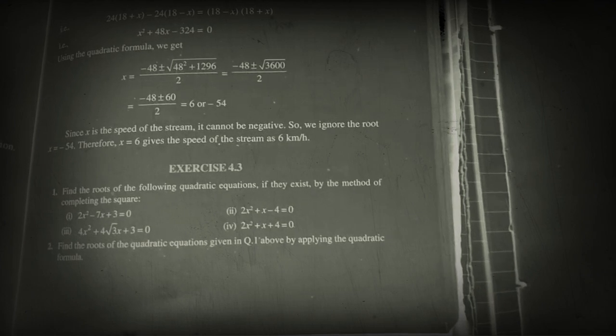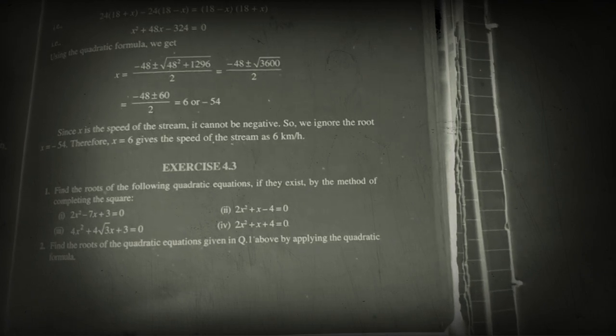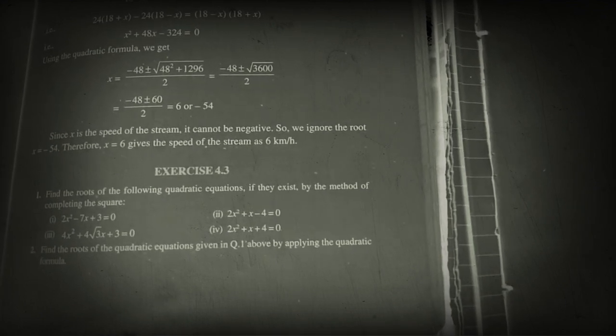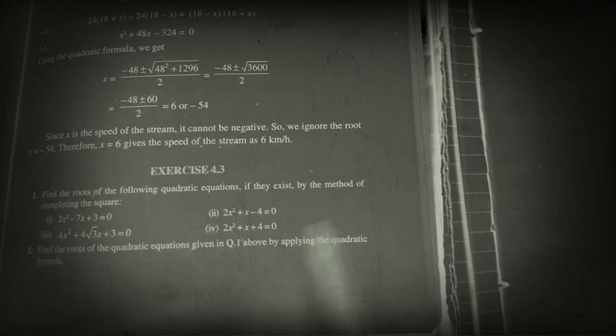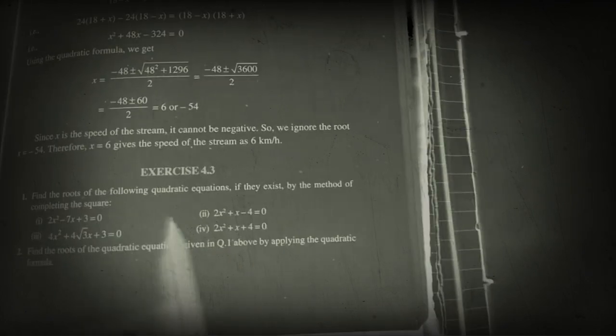Today I am going to explain exercise 4.3, the first question. Find the roots of the following quadratic equations, if they exist, by the method of completing the square. You learned the factorization method and you might have learned the quadratic formula method also, and the method of completing the square. This is also an easy method. So let us start with the first question.